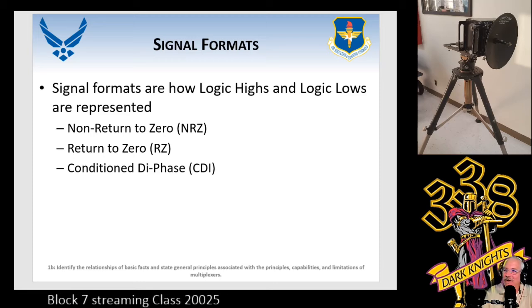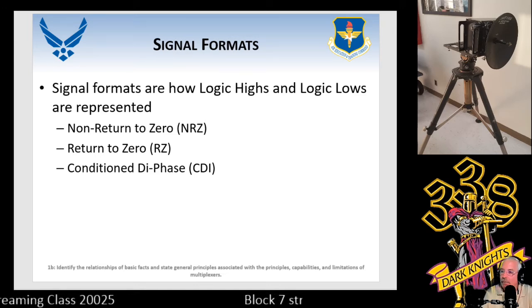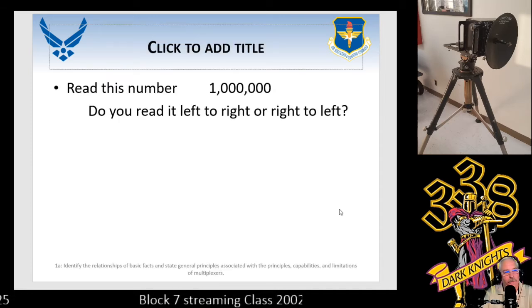All right, so we're going to look at signaling formats. Signaling formats is what most of our multiplexers are going to do. You're going to see this in the NSM tech manual, and hopefully we'll be able to go over it by the end of the day. We're going to look at non-return to zero, return to zero, and CDI, conditioned diphase. So let's take a look at each one of them.